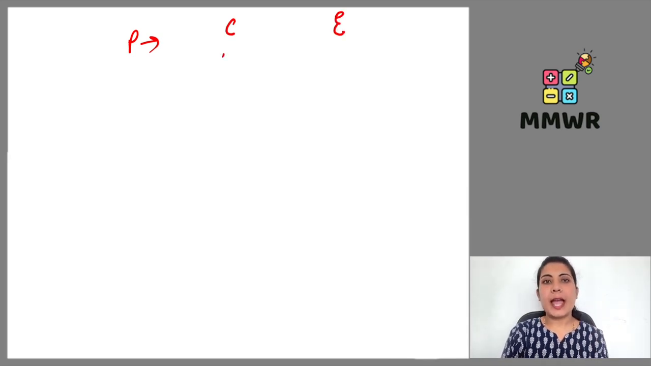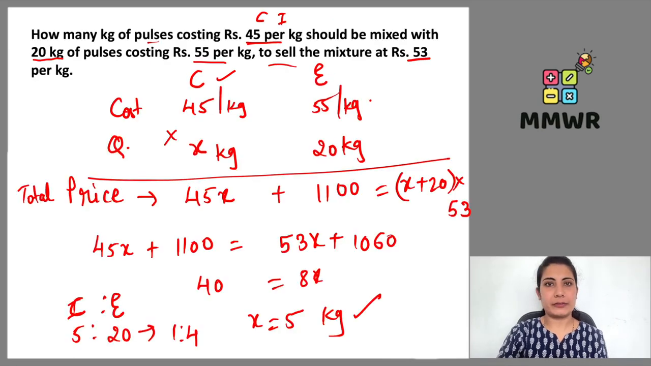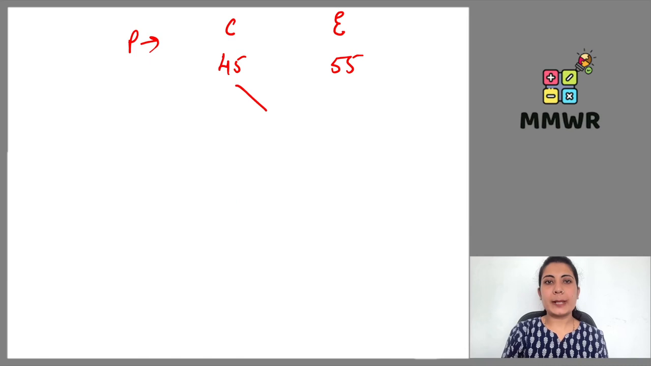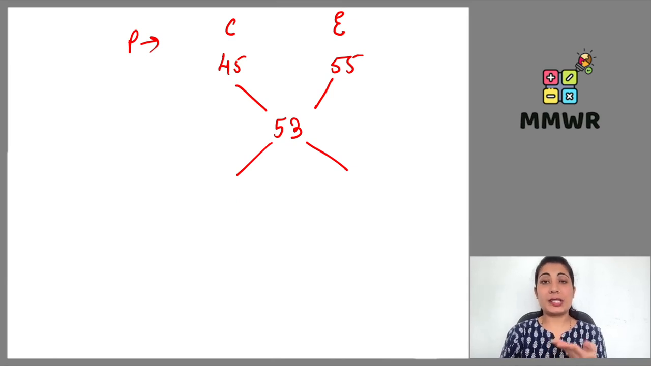The cheaper one is 45 rupees per kg, and the expensive one is 55, right? And we have to mix both of them. We don't know in what ratio, but the final product, which is the mixture of both types of dal, we have to sell at 53 per kg.